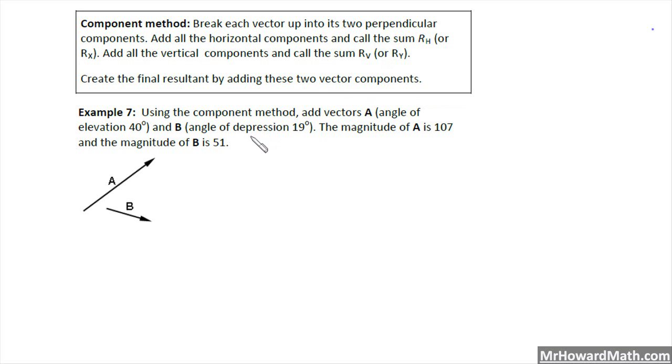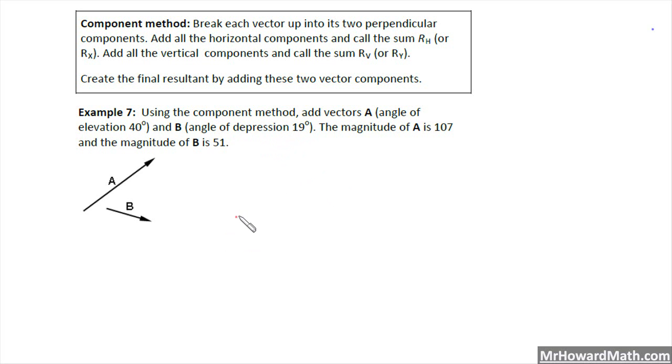All right, so let's use example 7 here to illustrate this. So using the component method, add vectors A, angle of elevation 40 degrees, and B, angle of depression 19 degrees. The magnitude of A is 107, and the magnitude of B is 51. Okay, so we'll start by finding the horizontal and vertical components of vector A.